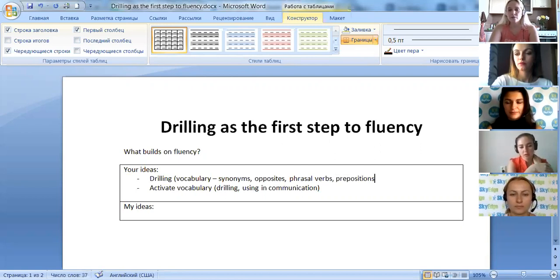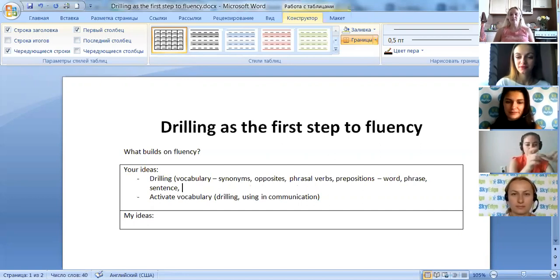Okay. And altogether, what are they? Like the synonyms, opposites, phrasal verbs, prepositions. What are they? Lexical items. Okay, and what's the minimum? The minimal lexical item. Word. Okay. Good. And slightly bigger. What is that? Phrase. Phrase, then sentence. Okay. What goes after that?